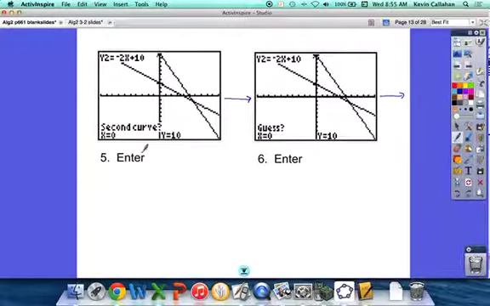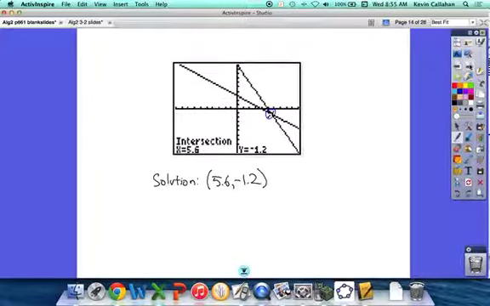And when you do that, it's going to ask you guess, and you always say yes. Just hit enter. And when you hit enter again, it looks like that intersection. And it looks like the point is 5.6 for x, -1.2 for y. The cursor is blinking now right there on the intersection point.